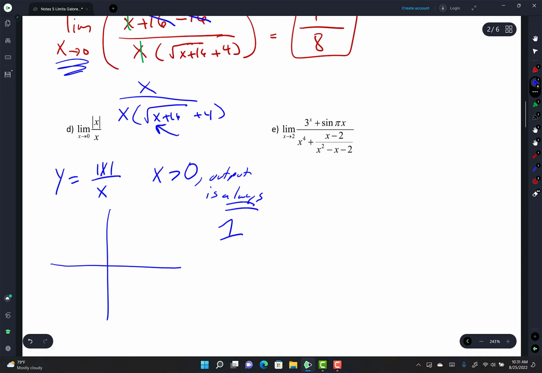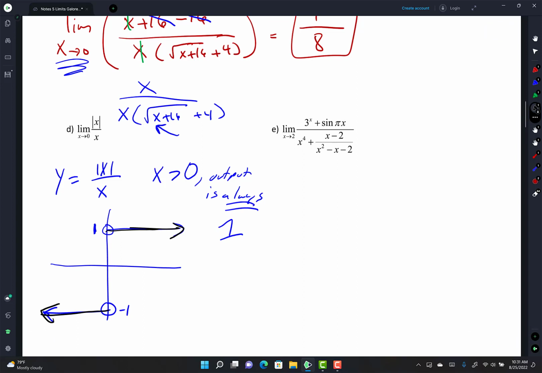So here's how the graph looks, guys. I put a hole at 0, 1, and then I make it go forever like that. And then I go to negative 1, a hole there, and I go forever that way. Now if x is less than 0, then it's negative 1. It can never equal 0 because you can't divide by zero. The limit does not exist. Does that make sense, guys?